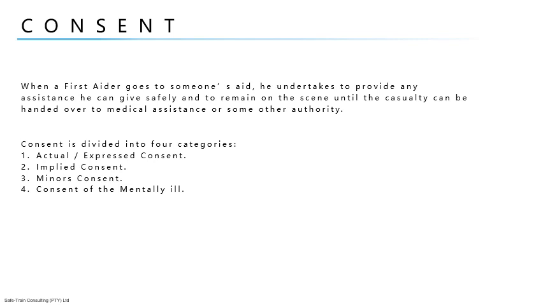3. Minor's consent. The parent or guardian of the injured child gives consent, and the first aider renders assistance. When no parent or guardian is present, and the child is under the age of 12 years, the first aider renders assistance. When the child is older than 12 years, the rule for actual and implied consent applies. 4. Consent of the mentally ill. The same as for minors' consent.